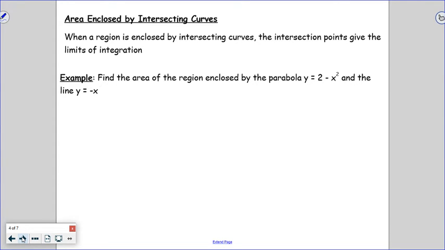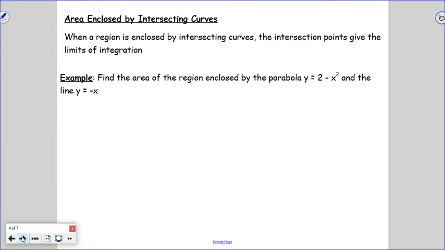What if our curves intersect? A lot of times then they'll ask us for the area between those curves, but not tell us the interval on which we are supposed to look. So when a region is enclosed by the intersecting curves, the intersection point gives us the limits of integration.